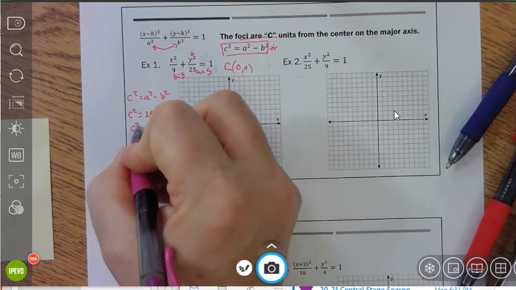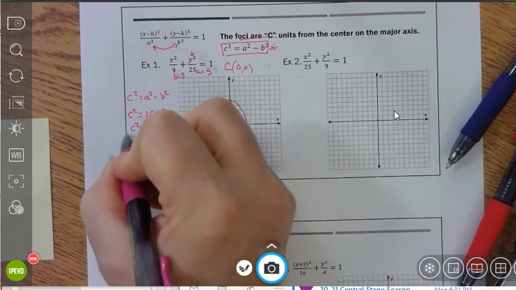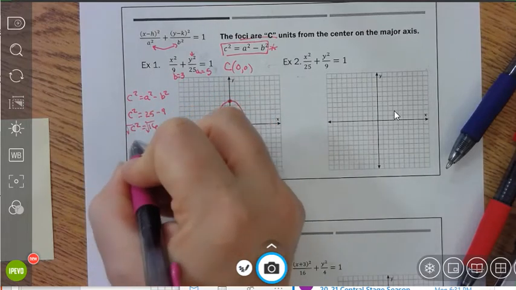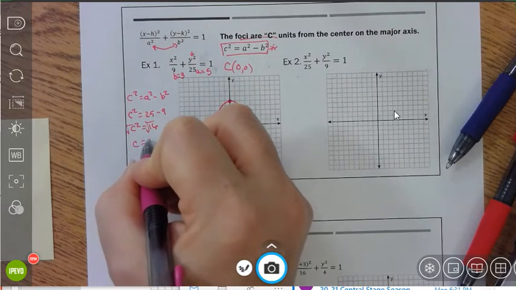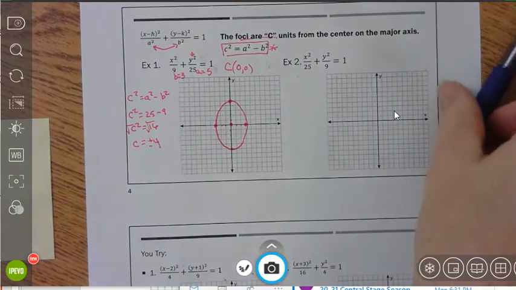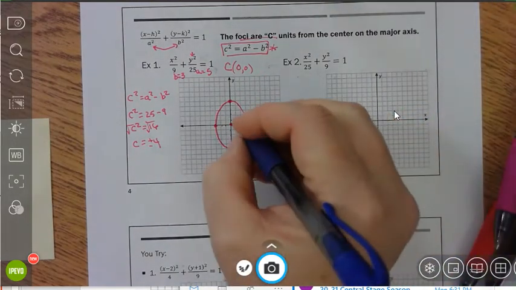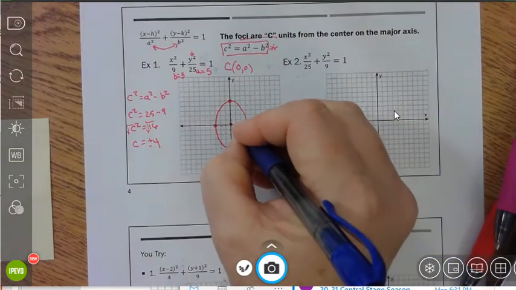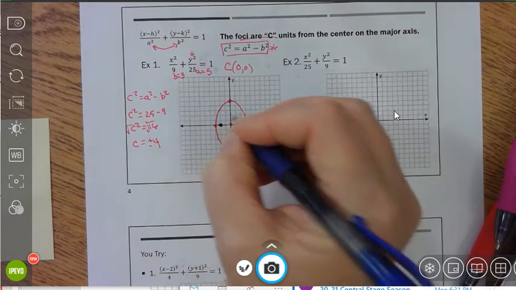That's a total of 16. C squared equals 16. So I take the square root of each side, and C is equal to plus and minus 4 from the center. So I'm going to change my foci so you can see them. I go over 4, over 4.